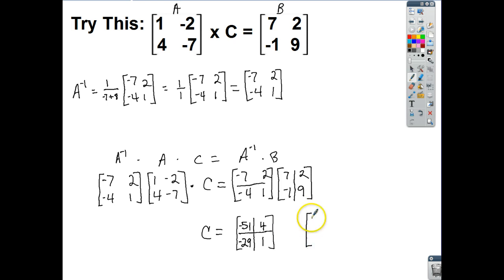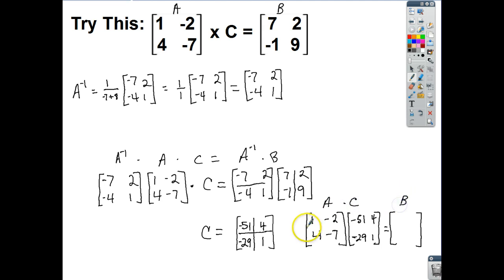So the A matrix is 1, negative 2, 4, and negative 7. We just found C, so we'll write it next to here, negative 51 and 4, negative 29 and 1. And let's see what we get when we multiply these two together. Hopefully it turns out to be B. So we'll compare our answer to B, because A times C is supposed to equal B. Let's see if it does.